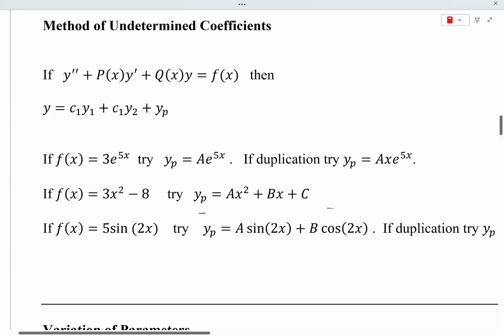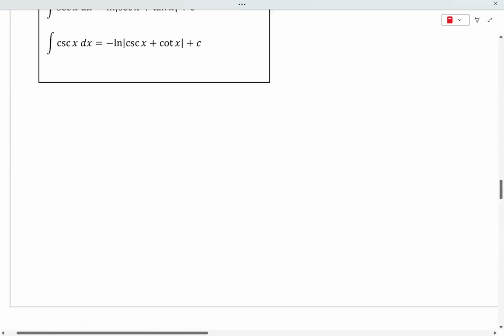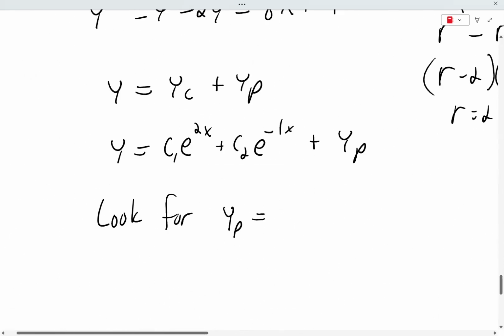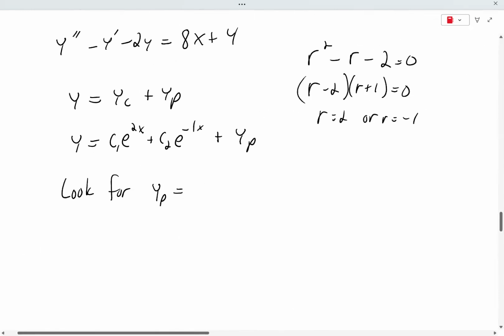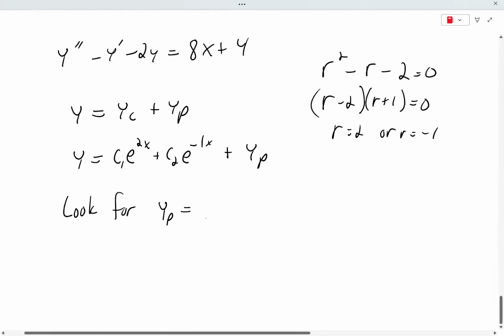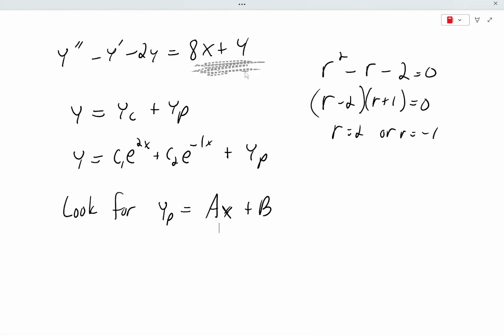Okay. So for our case then, go back down here, right? That polynomial. So we would try, in this case, ax plus b, because this is only first degree here. So you'd have your powers going down. So you try this here. So look for y equals ax plus b.